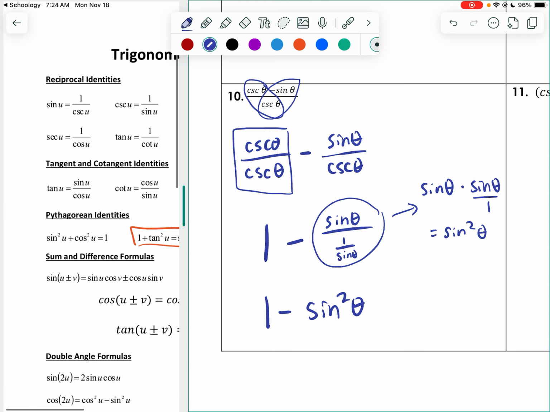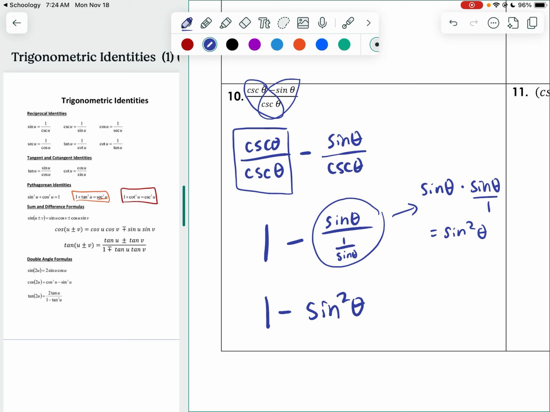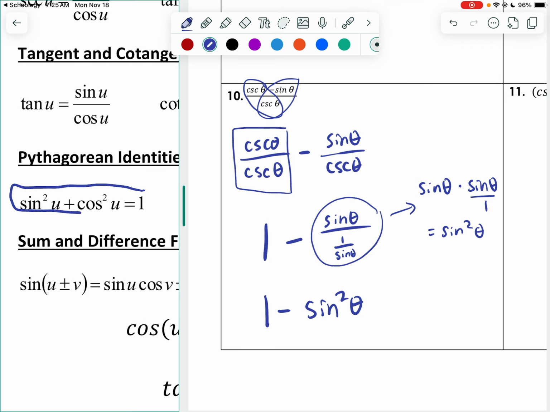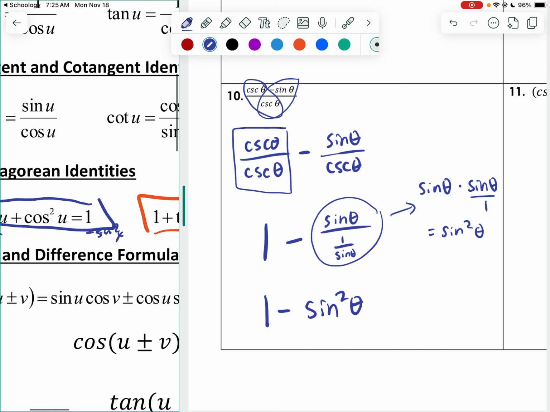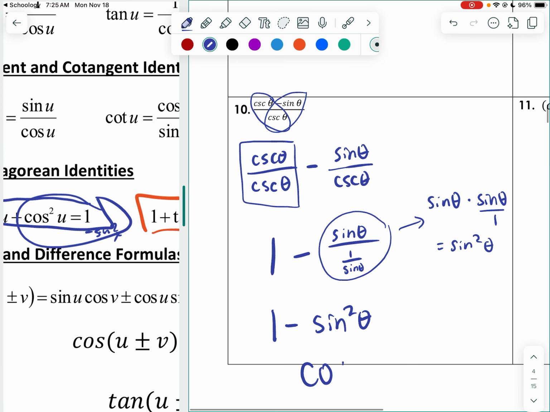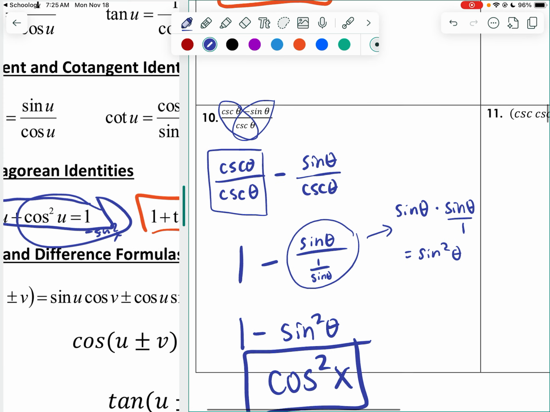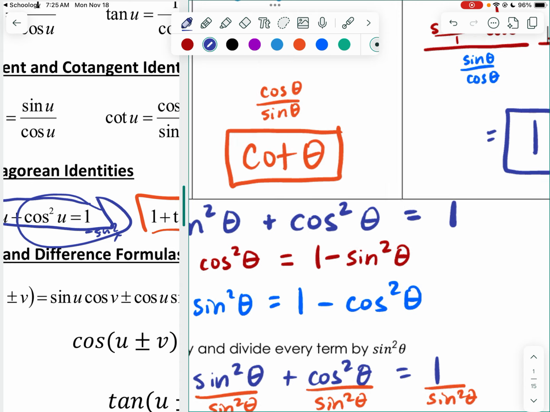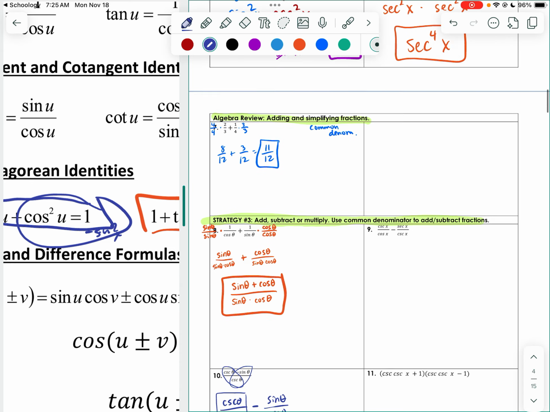Again, I see a 1 in there. That's going to make me go look at my identity sheet. So 1 minus sine squared. I may not see that on here, but remember in our notes the other day, we did take these and rewrite them. So this is actually that first Pythagorean identity. 1 minus sine squared is actually just going to be cosine squared. So that's all this one becomes, cosine squared. Remember, we wrote these, we wrote them all. It's just changing the forms.